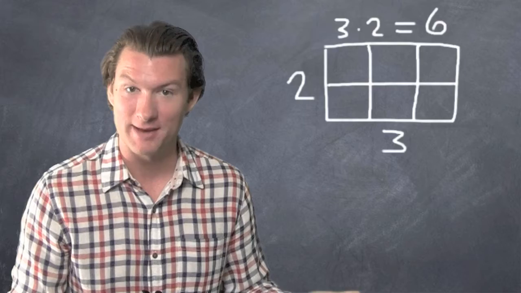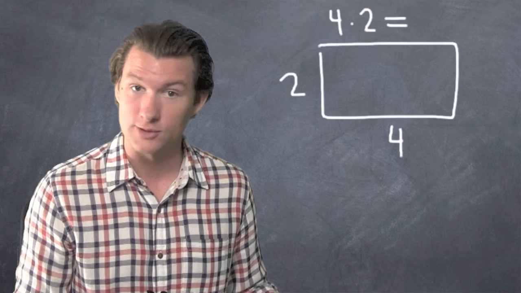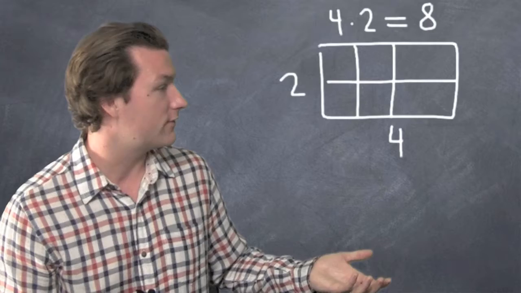Let's do one more example. Let's say we had a 4 as a base and a 2 as the height. All right, so the area of a rectangle is the base times the height. We'll do 4 times 2. 4 times 2 is 8, so the area is 8. And once again, you could see, if you draw little squares in there, there's 8 little squares.